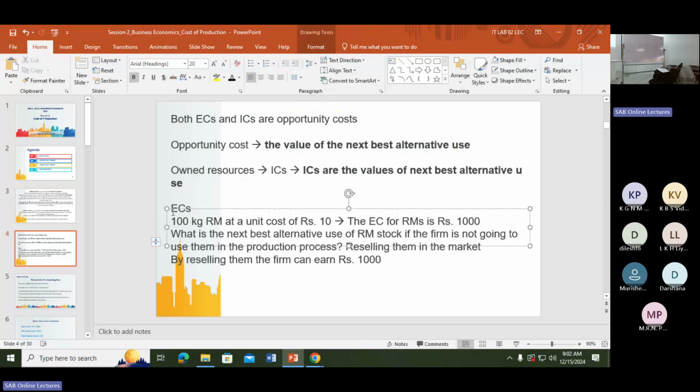If we go one step further, we can consider them also as opportunity costs, because opportunity cost, by its definition, is the value of the next best alternative use. If we have already purchased an input, the next best alternative use of it is to resell it in the market. By reselling, we can reclaim the same rupee amount that we have already paid. In that way, the rupee amount we have already paid for purchased inputs, that means the explicit costs, become opportunity costs for the firm. Clear? Any questions?